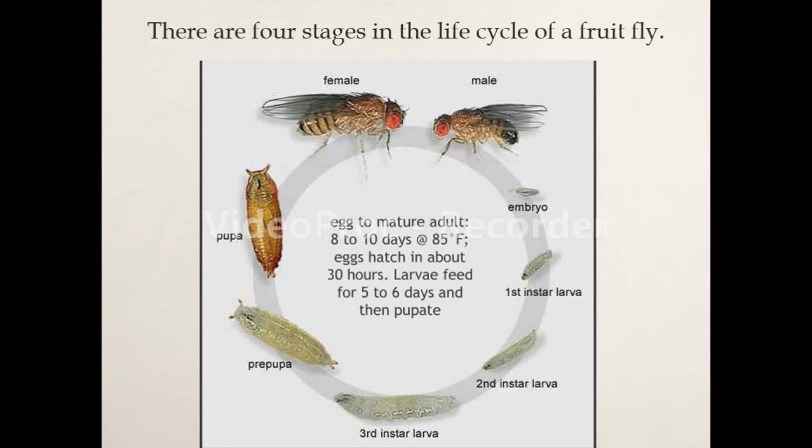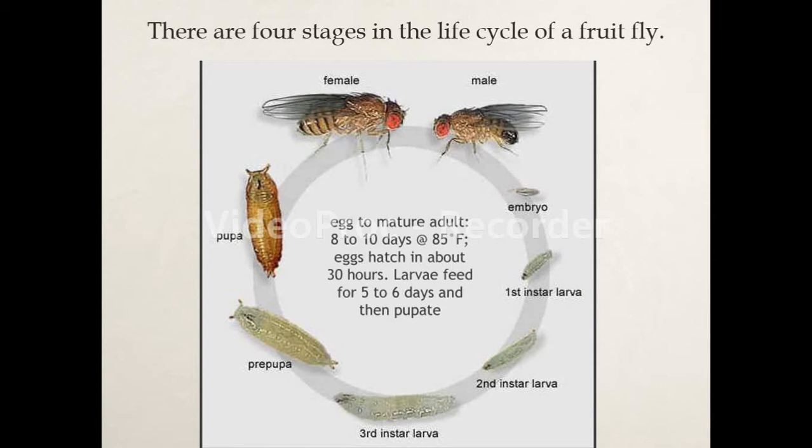At this temperature, the egg hatches, meaning the eggs burst in about 30 hours. In 30 hours, the egg bursts, and the larva feeds for 5 to 6 days, and then pupates. So it means that 8 days are required for the formation of the embryo, and 6 days are required for the formation of the pupa.